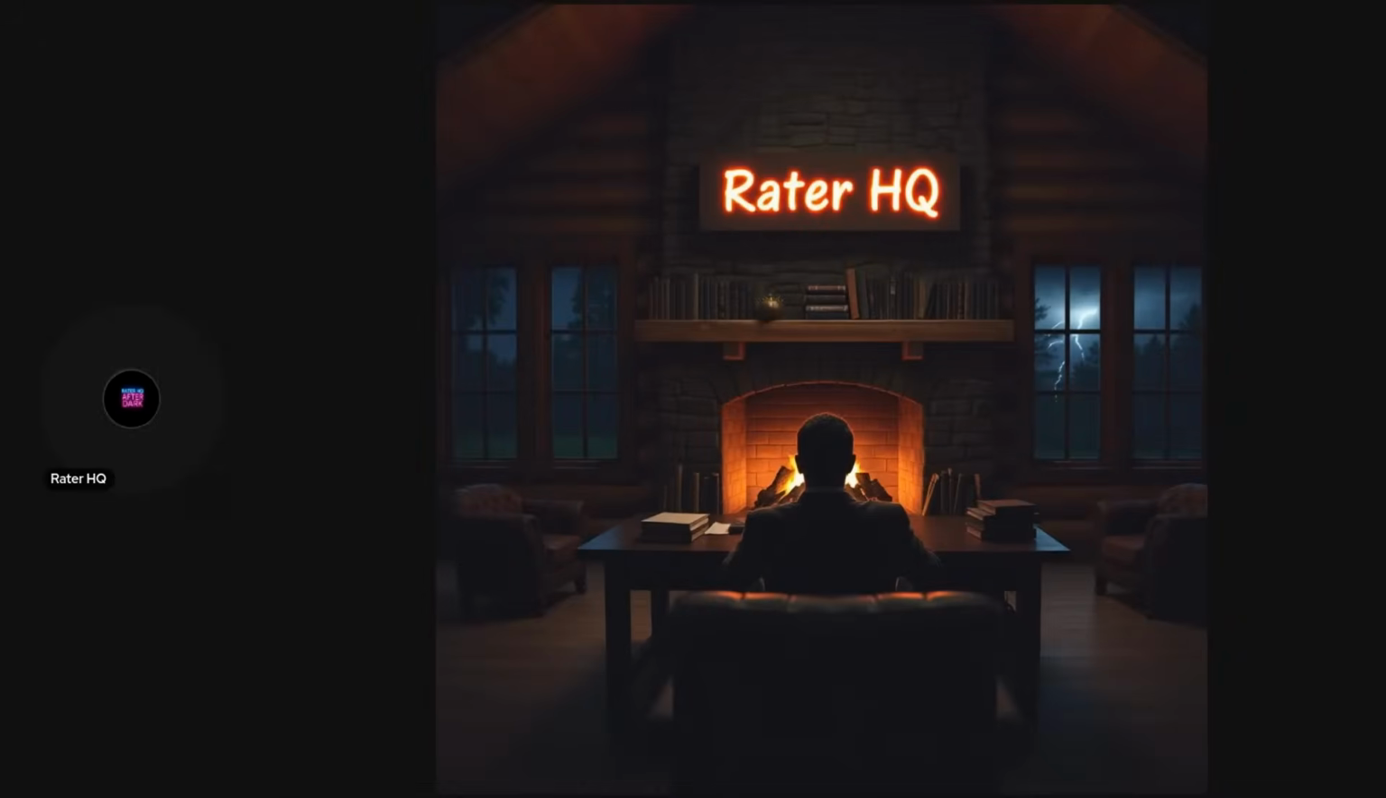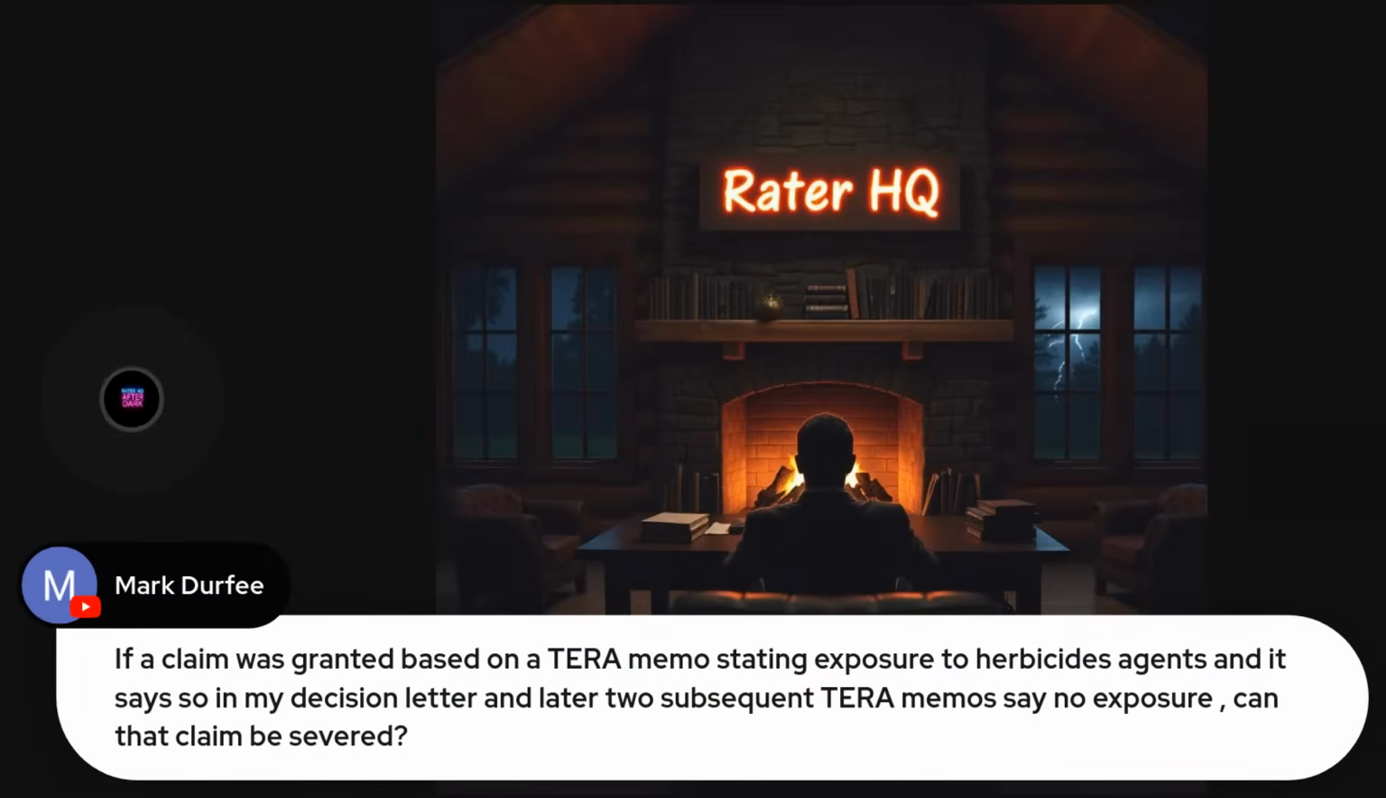Yes, fellow Raiders. Mark Duffy: if a claim has been granted based upon TERA memos stating exposure to herbicide agents, and it says so in my decision letter, the later two subsequent memos say no, can that be severed? Okay, Mark, this is a big, big deal. Technically, yes.